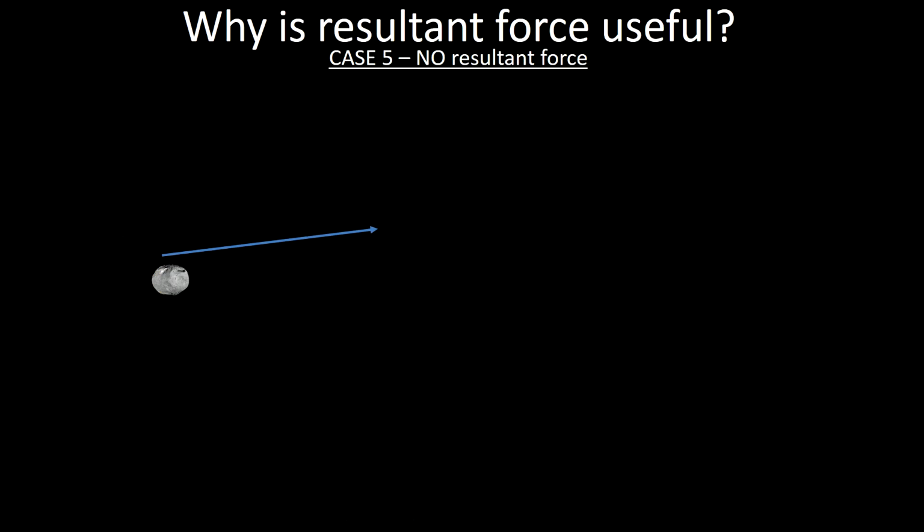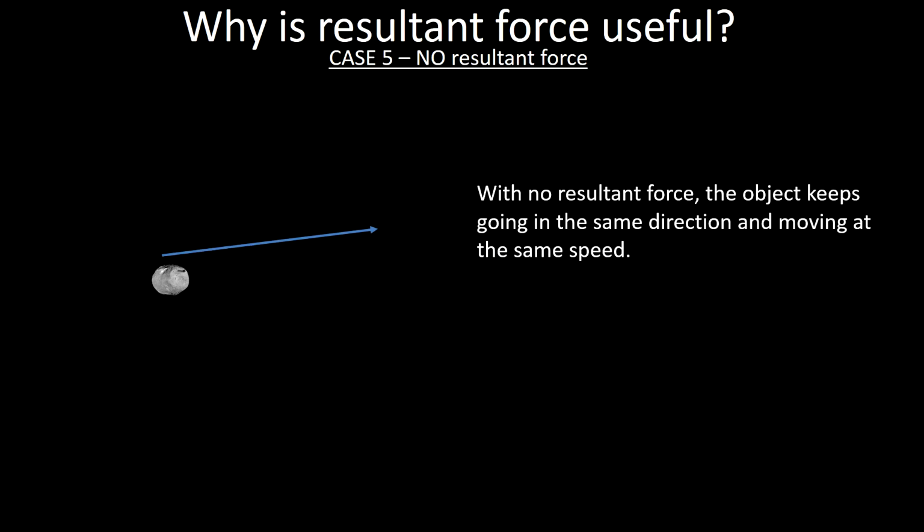Okay. And of course the final case, almost the simplest one: no resultant force. So if I have an asteroid drifting through deep space, it's moving, because we can see from the blue arrow it's got motion, but with no resultant force on it, it will keep going in the same direction and moving at the same speed. There will be no change in its speed or direction. A big misconception here is that objects with no resultant force must be stationary. That is not true.